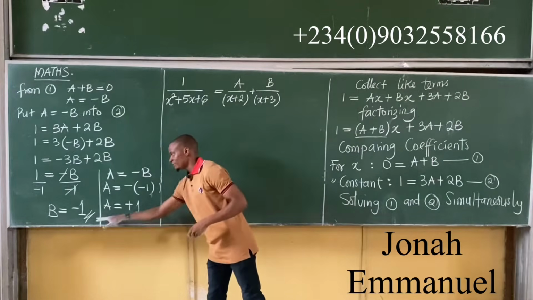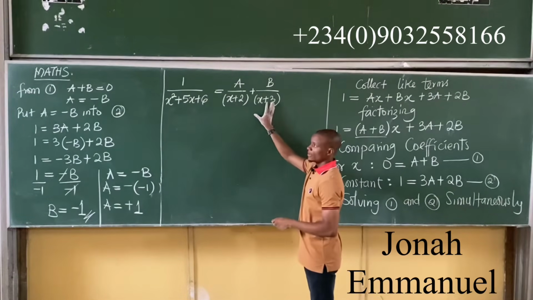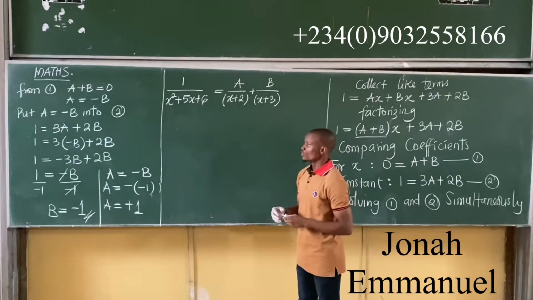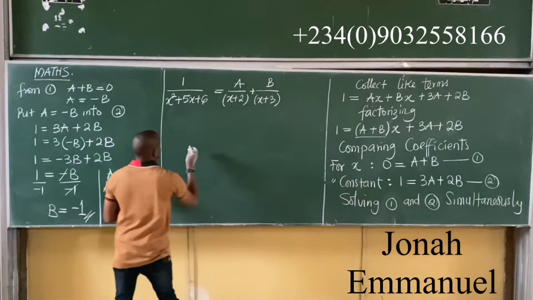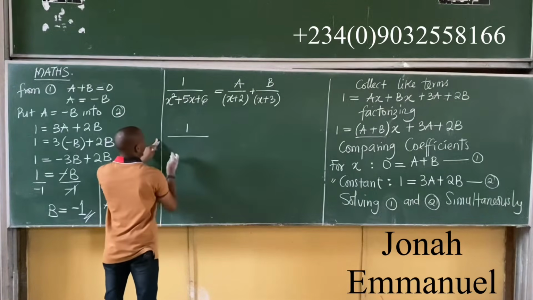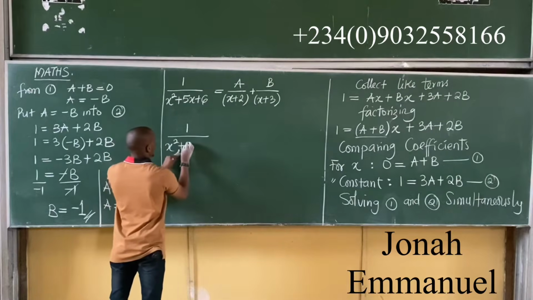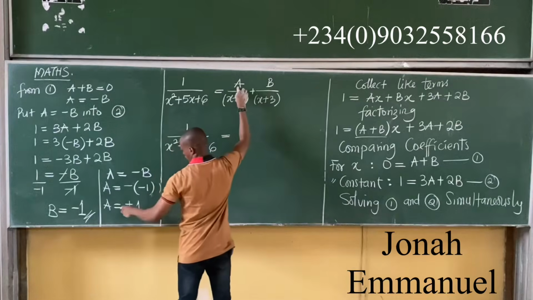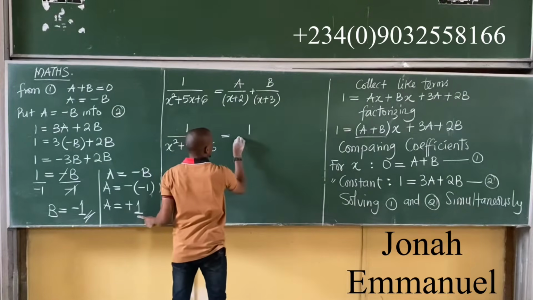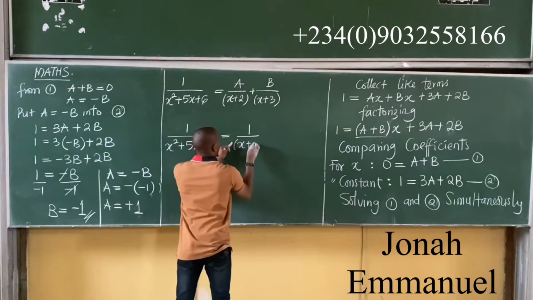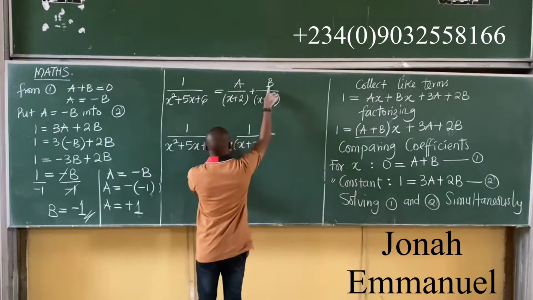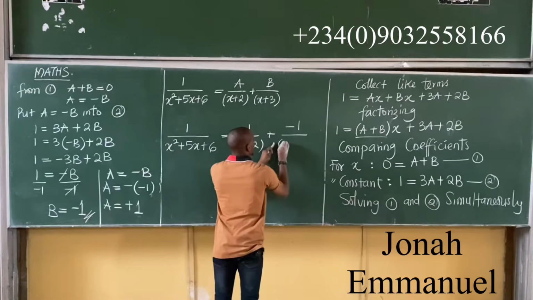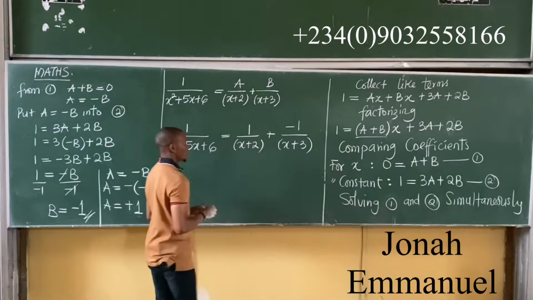Now recall that this was our general form of the partial fraction expression, so therefore put the value of a and b here. This now gives 1 all over x squared plus 5x plus 6 is equal to a. A we said is plus 1. That becomes 1 all over x plus 2 plus b. So b is minus 1. That becomes minus 1 all over x plus 3. So we have this answer.